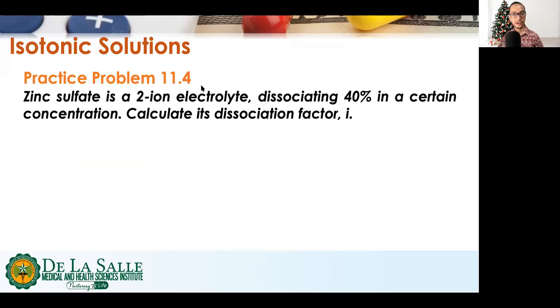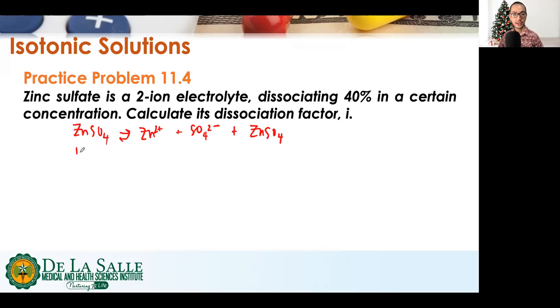So let's have another example. Zinc sulfate is a two-ion electrolyte dissociating 40% at a certain concentration. Calculate its dissociation factor. So zinc sulfate dissociates into zinc ions and sulfate ions. Now, because its dissociation degree is only 40%, we have undissociated zinc sulfate.